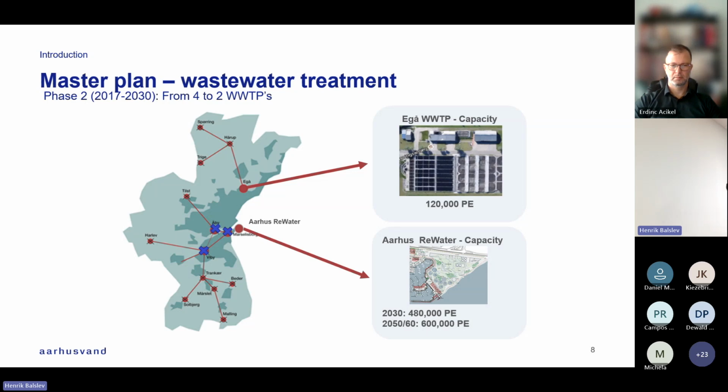And Aarhus is a city that is growing very rapidly, about 5,000 people every year. And you can draw a line, and you can see when the capacity will be used, and about 2030, then we're doomed. So we have to do something. So the strategy is to then have only 2 plants left, one in the northern part of the city in EO, and a new resource recovery plant, as we call it, at Aarhus ReWater, with a capacity of 400,000 people in 2030 and about 600,000 people in 2050 or 60, or what the prognosis will turn out to be.